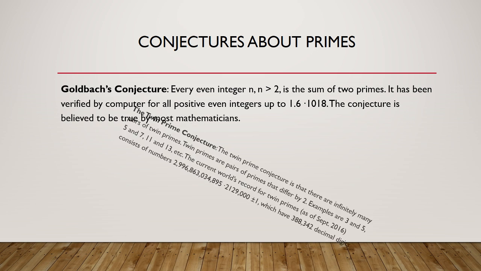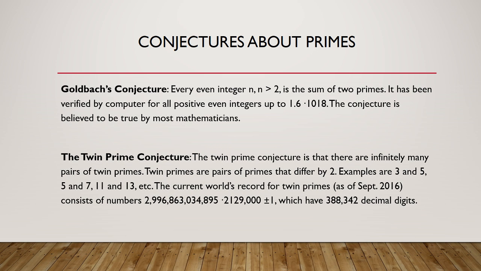A common conjecture is that every even integer n, as long as n is greater than 2, is a sum of 2 primes. It has been verified by computer for positive integers up to 1.6 times 10 to the 18th power. The conjecture is believed to be true by most mathematicians.